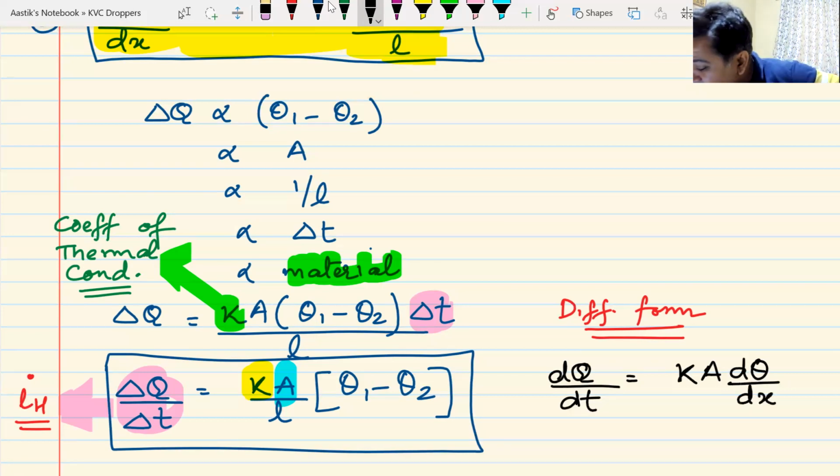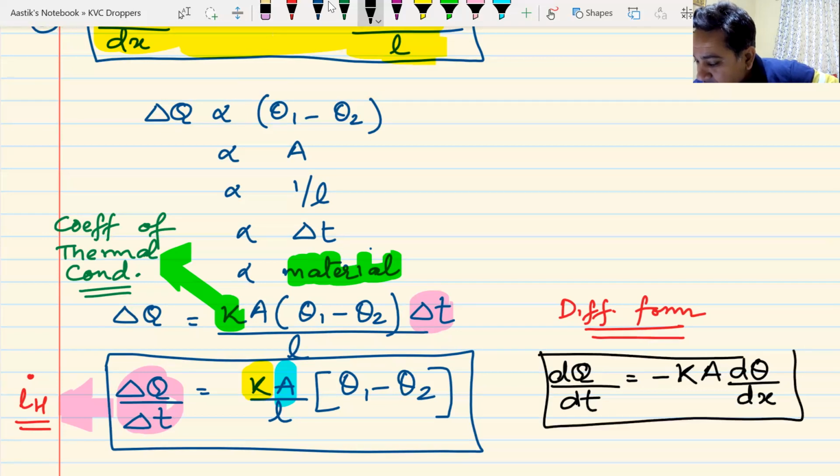Remember this. And we have a negative sign because heat only flows from higher to lower temperature. So if I'm going from A to B, the temperature will decrease. That is why this negative sign. This is the differential form of the equation which will be used if any of these things start to vary.